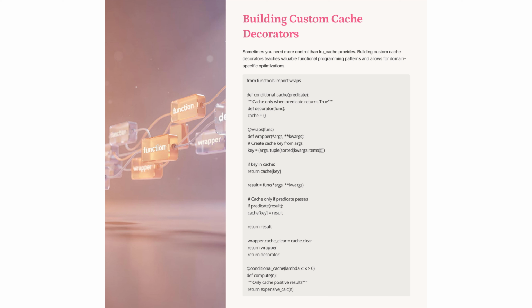Building custom cache decorators offers flexibility beyond least recently used cache. By using a conditional cache, you can cache results based on specific conditions. This involves creating a cache key from function arguments and storing results only if a predicate is met. For instance, compute caches only positive results, optimizing performance for domain-specific needs.